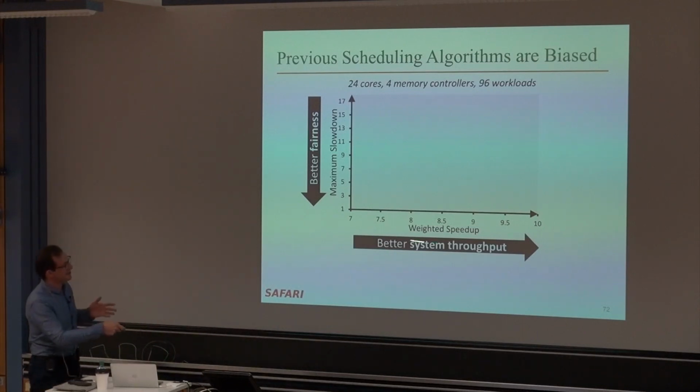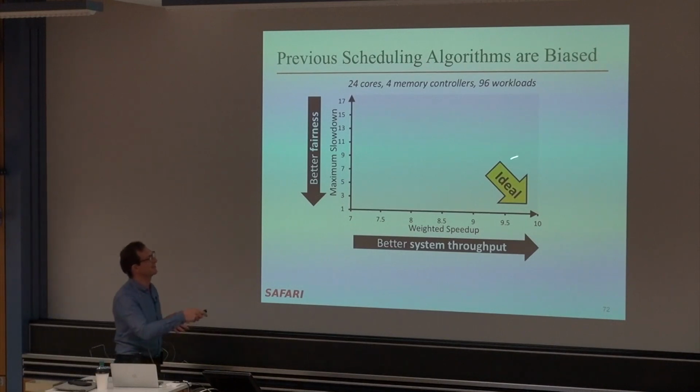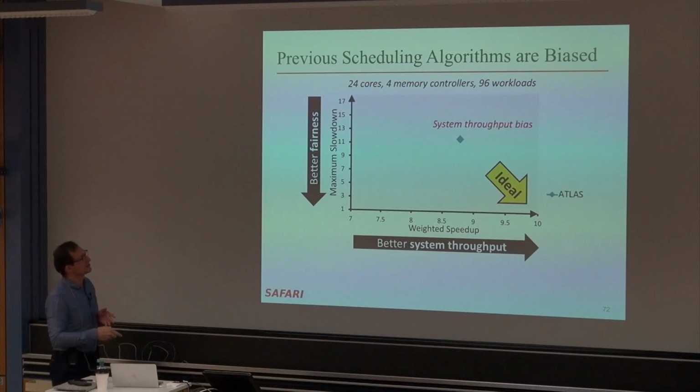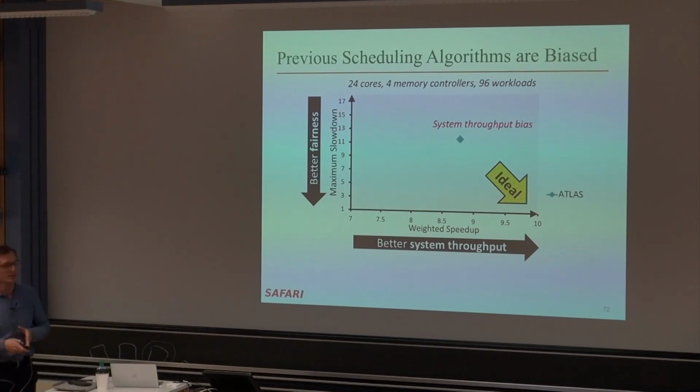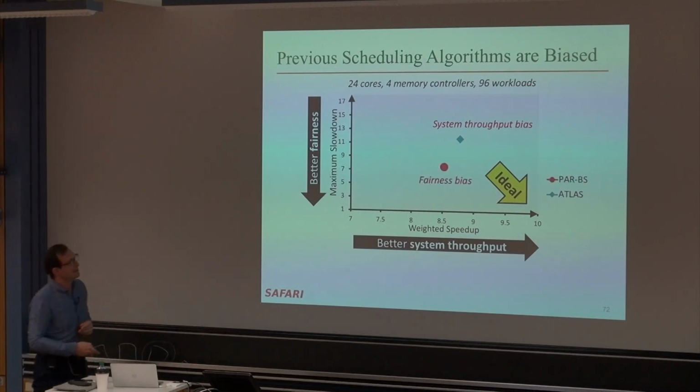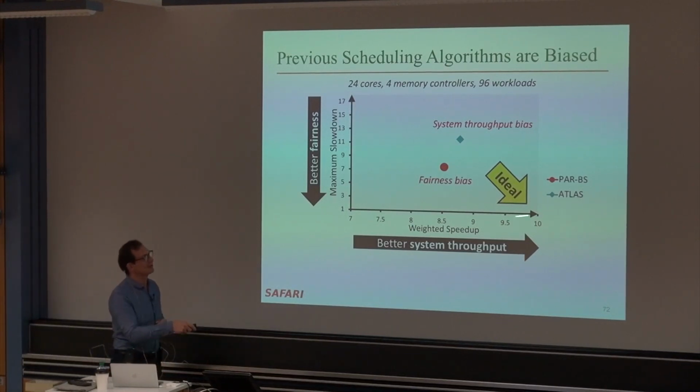Of course, and this is weighted speedup. So ideally, you would like to be here, right? Your speedup is high and your slowdown is low. So let's take a look at other algorithms that we talked about so far. ATLAS actually has a system throughput bias, as we discussed. It's over here, averaged across many workloads. PAR-BS has a fairness bias. It's over here. So none of these schedulers is optimal.